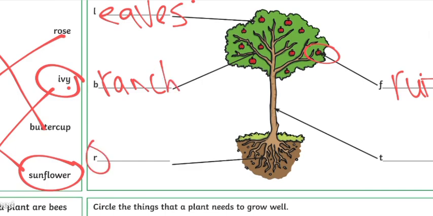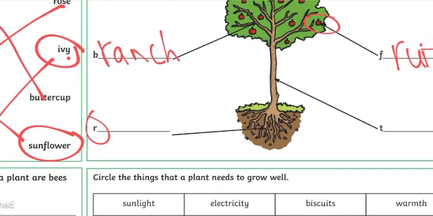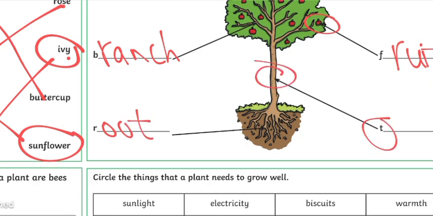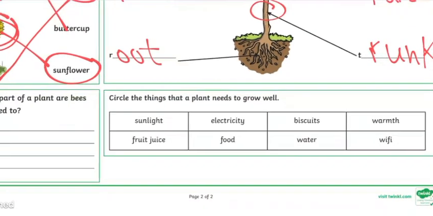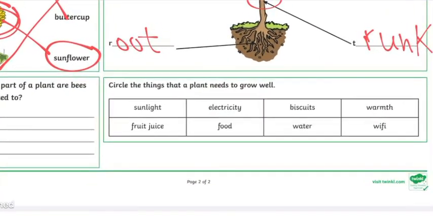It starts with letter R and it's under the ground. The root. Root. Teacher, isn't this called stem? Why did he write letter T? The stem is in the small plant, like when we have a flower, for example. But in the big tree, it's not stem. It's called trunk. Bravo. So we write trunk.